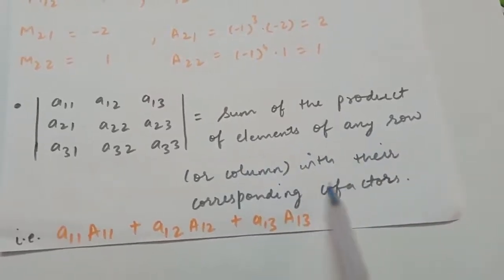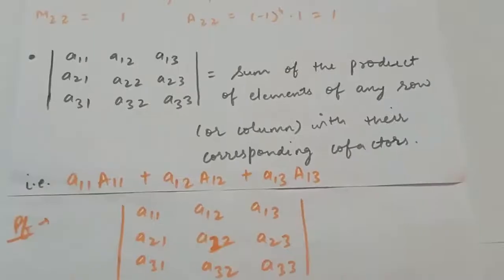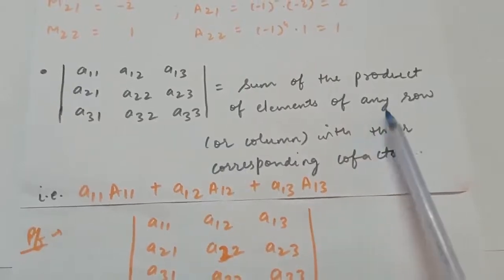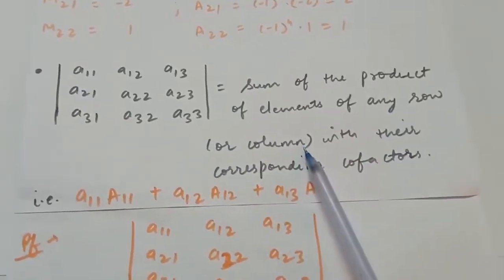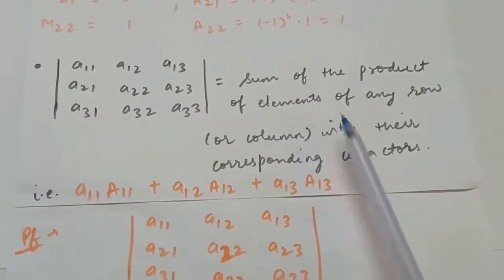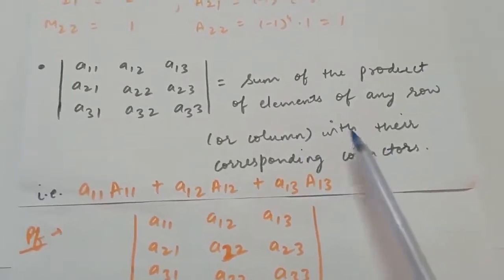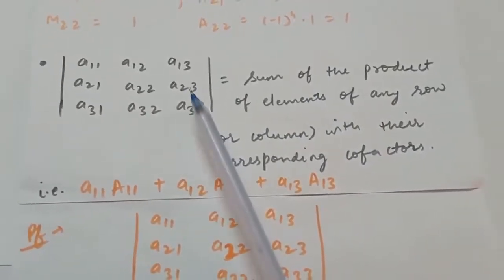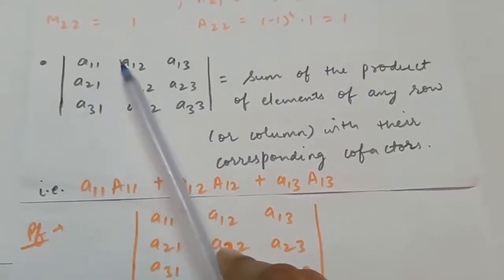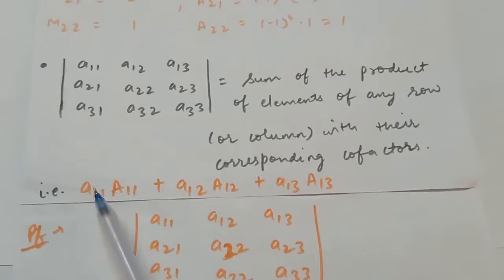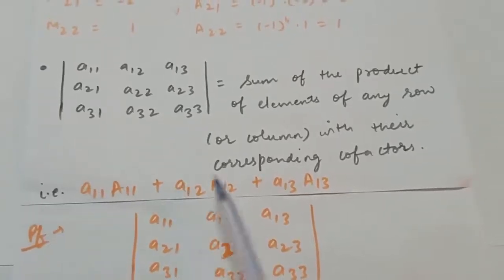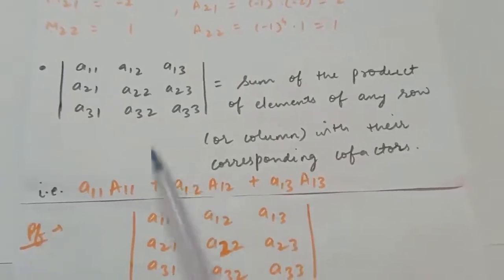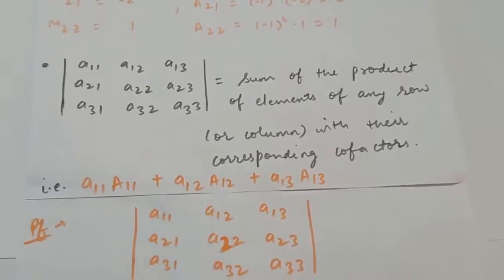Now see, if this is the determinant, then the sum of the products of elements of any row or column with their corresponding cofactors is the value of this determinant. That is, if you take the elements of any row or any column, then multiply those elements with their corresponding cofactors, and the sum of those products will be the determinant value, right? If we are taking the first row, then it is the sum of the elements with their corresponding cofactors. Now the determinant is equal to this.